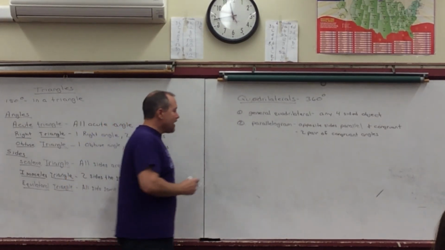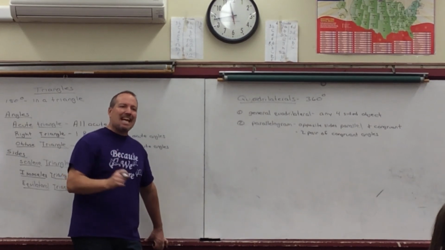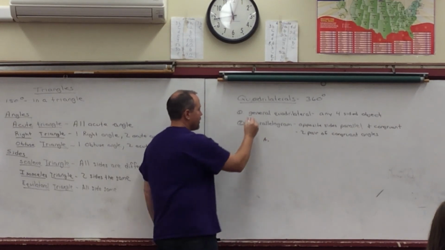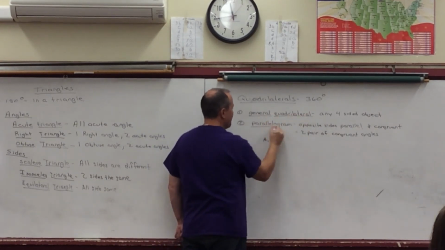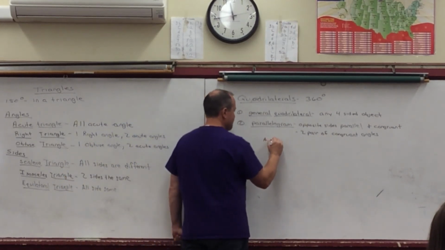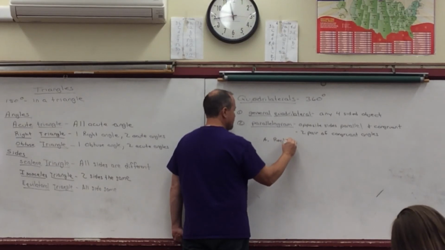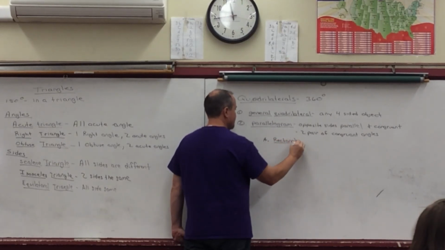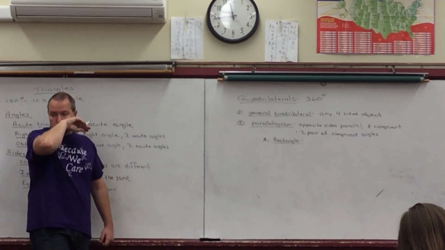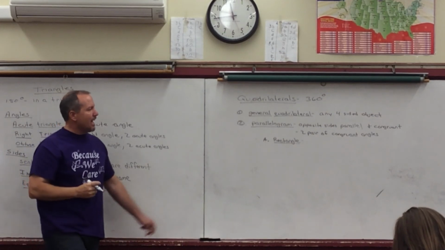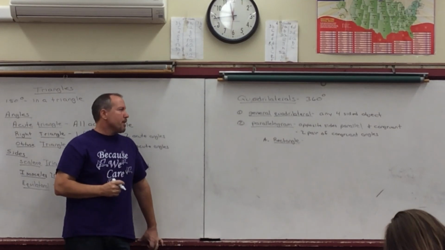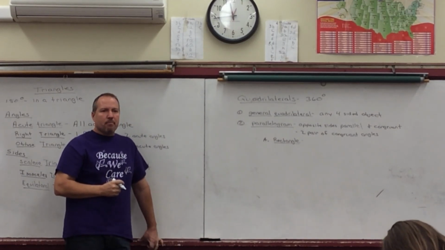Now, the next type of quadrilateral is an example of a parallelogram, so I'm going to put this as A. So we've talked about a general quadrilateral, and we've talked about a parallelogram. The next one we're going to talk about is a rectangle. The reason I labeled it letter A and indented it from a parallelogram is because a rectangle is a parallelogram.